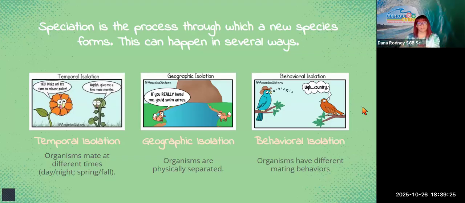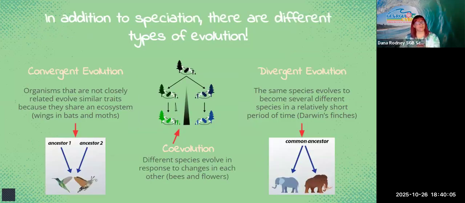Another example is geographic isolation. This is where the organisms are physically separated. So this is what happened with the finches on the Galapagos Islands. They were physically separated from one another, so they didn't interbreed with one another, and they all began to eat different foods on their different islands. And then the last one is behavioral isolation, and that's just where the organisms have different mating behaviors. So it may be like the songs here that you can see, the bird songs. It might be that one of them is singing country and the other one likes rap, or whatever the mating song happens to be.